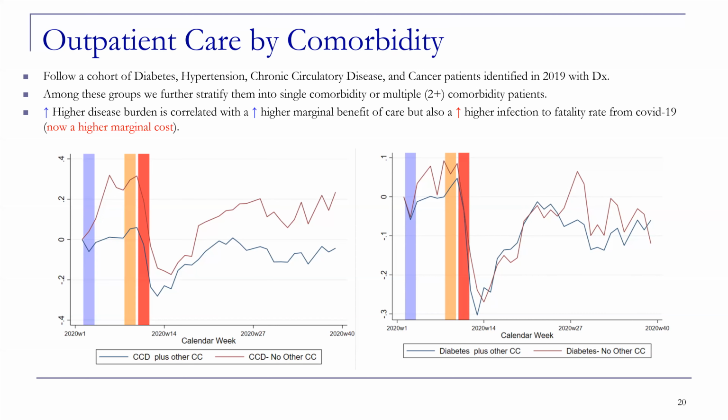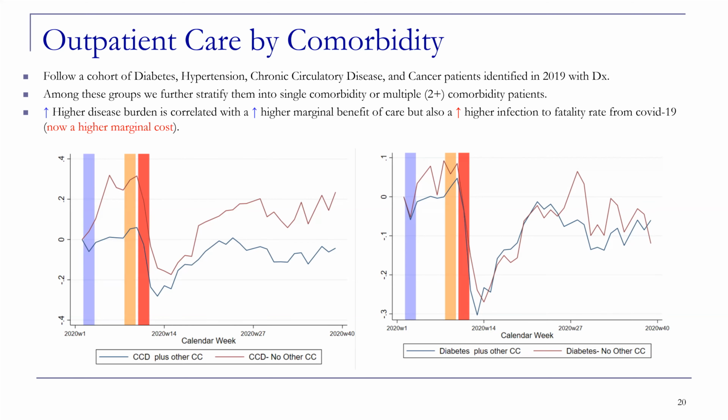So here, the first chart on the left is chronic circulatory disease, a very big group of patients in the United States. And within them, I've defined them the way CMS defines them, as multiple comorbidities or a single comorbidity. So are you a CCD patient with obesity as well, or no obesity, and so on. And you can see that the group with no other comorbidities decreases less than the group with comorbidities and rebounds to normal levels faster.